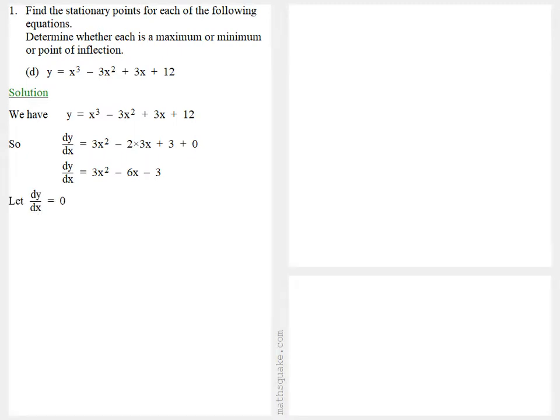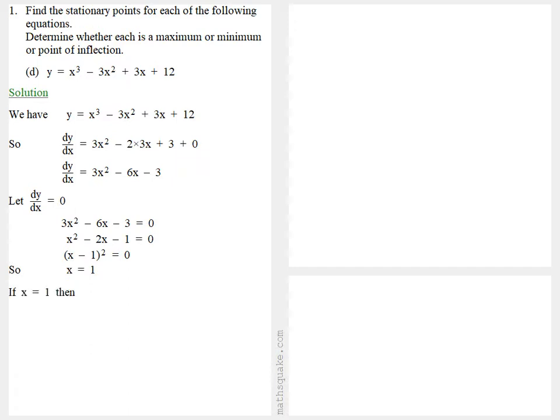And if we let dy by dx equal 0, then 3x squared minus 6x minus 3 is 0, and we can divide all the way through by 3. So x squared minus 2x minus 1 is 0, and that factorizes as x minus 1 squared is equal to 0. Now that means there is only one root, x equals 1.